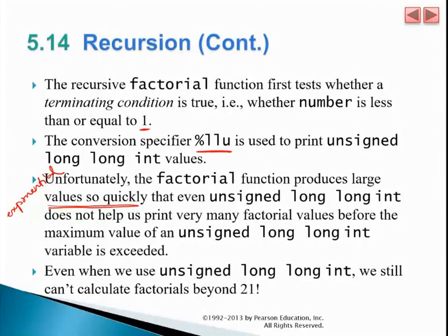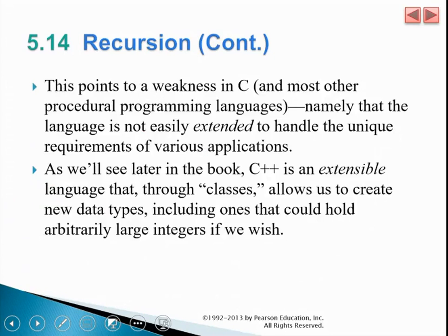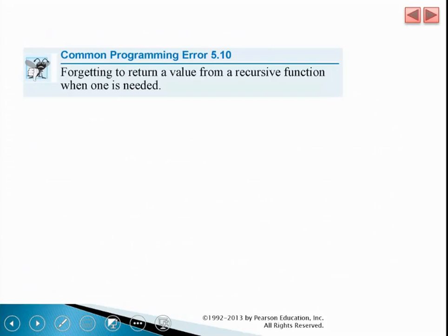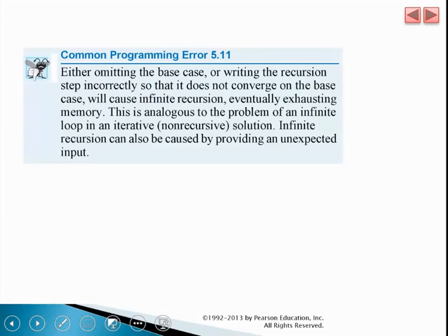Okay, even an unsigned long int does not help us to print the factorial of a larger number. I think we cannot go beyond 21 factorial. C++ can handle it, but that is out of the scope of this course right now. So a common error is forgetting the value to return from the recursive call, and this will lead into an infinite loop.